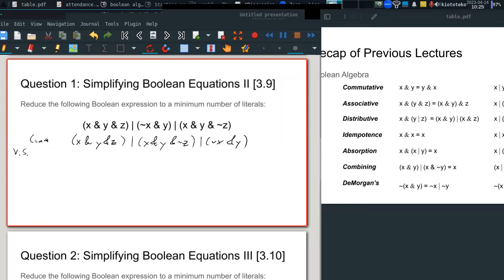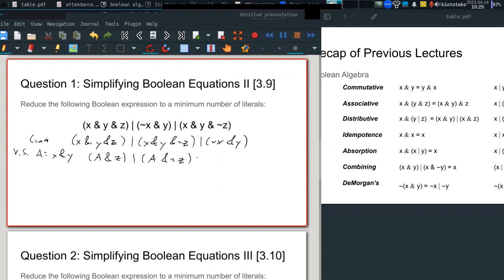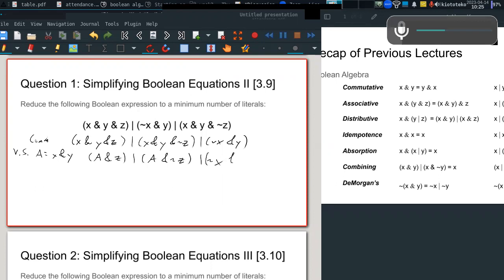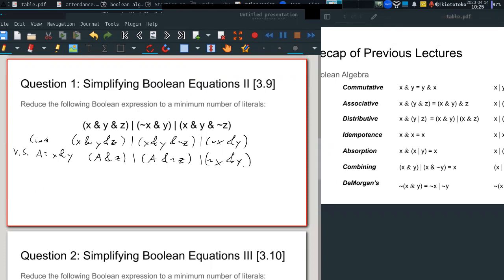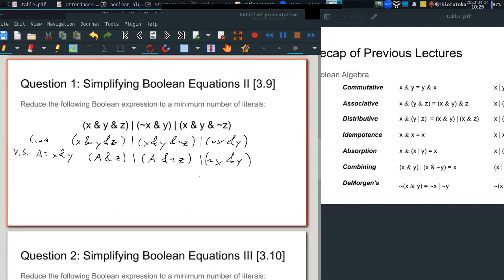You can say A is equal to X and Y, and therefore you can express this previous expression using A. For example, we can have A and Z, or A and not Z, or not X and Y. So now it seems that this expression conforms to what the combining rule tells us, that when only one of the literals is changing, which in this case is the Z, we can remove it.